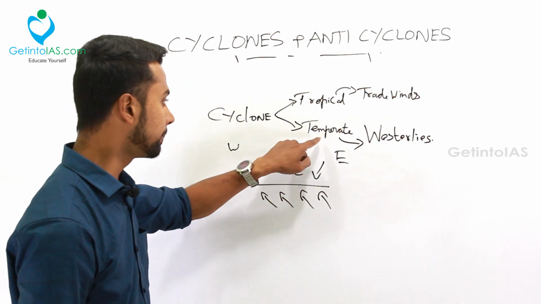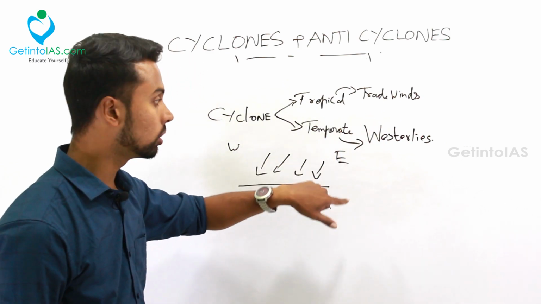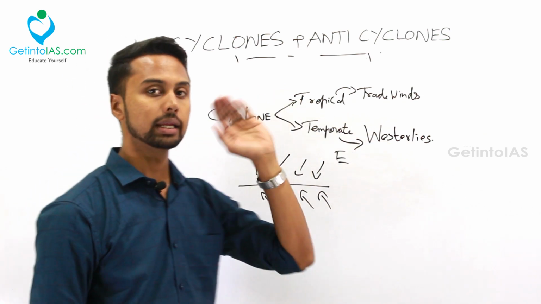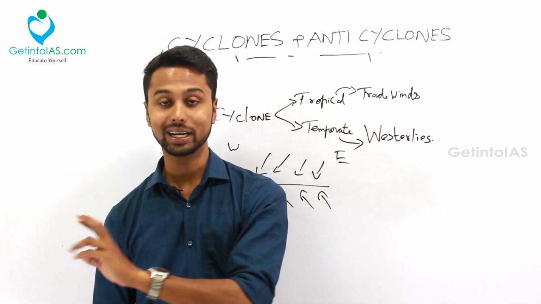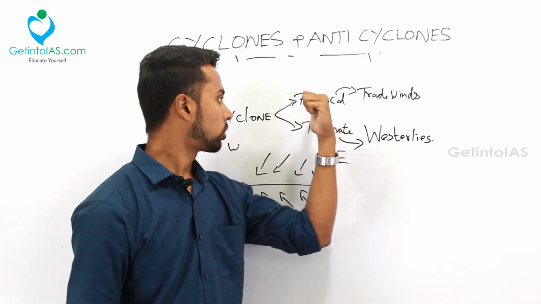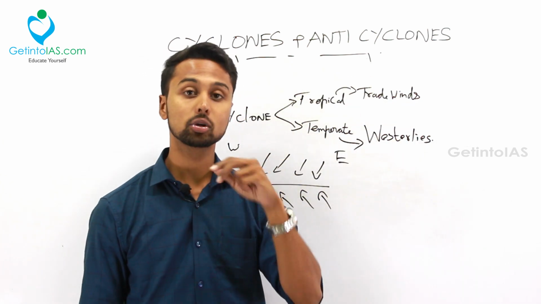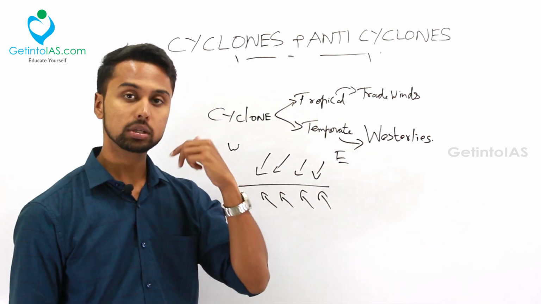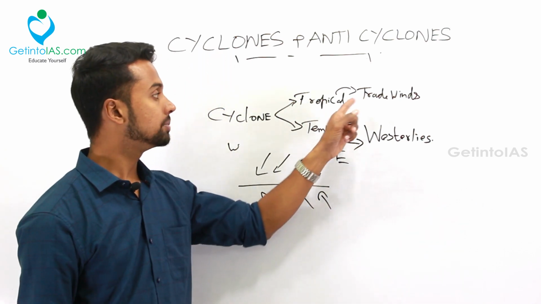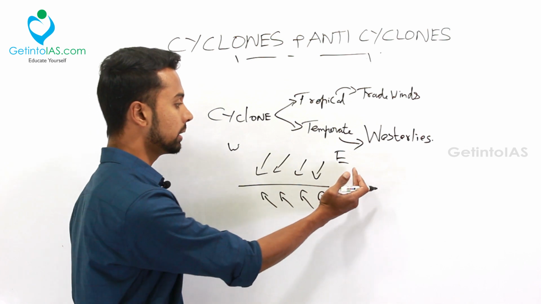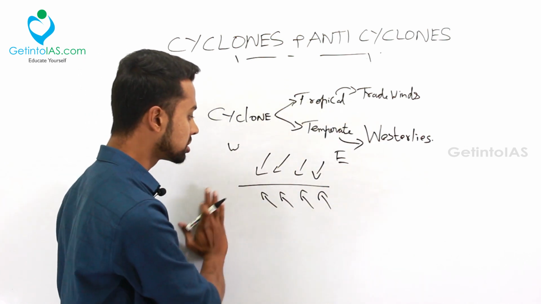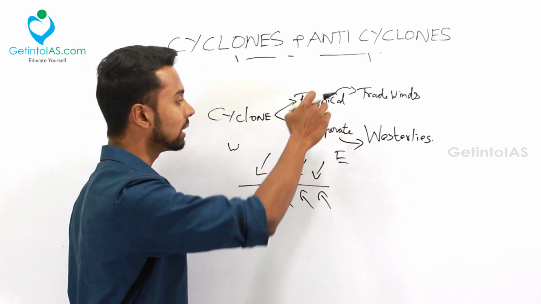On the other hand, the temperate cyclone, because it is affected by westerlies, the direction will be from the west to east. That is the second difference. So first difference, tropical cyclone because of trade winds, and temperate cyclones because of westerlies. Second difference is about the direction. The tropical cyclone, since it is because of trade winds, you all know it is from the east to west, and westerlies from the west to east. That is the direction of tropical and the temperate cyclone.